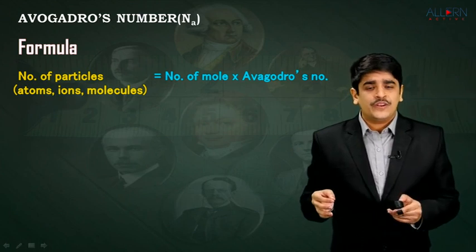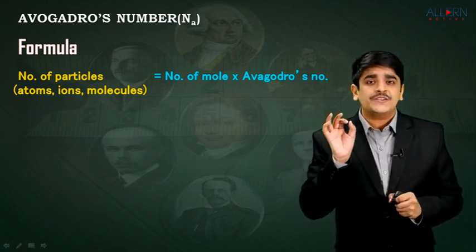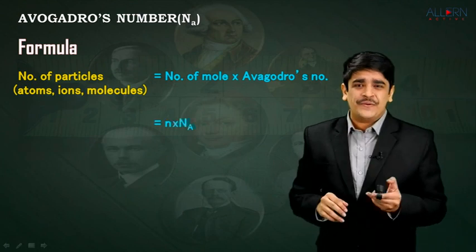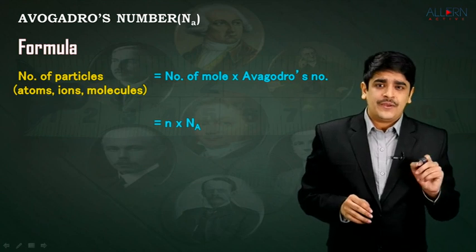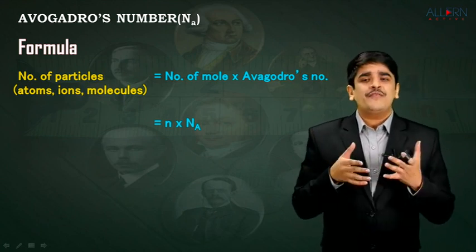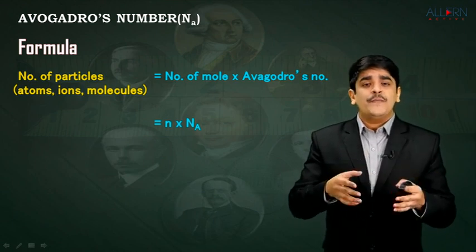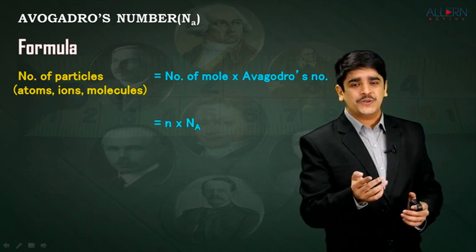Let's put it in the form of an equation. What is number of moles of a substance? How do we represent it? By the letter small n. And Avogadro's number is represented as capital N A. So the small n over here is the number of moles of that particular substance into Avogadro's number. That will give you the number of particles present in any substance, atoms, ions or molecules, so as the case may be.